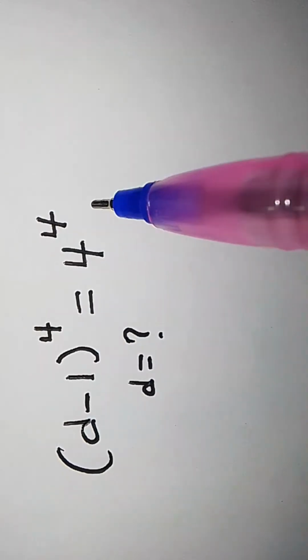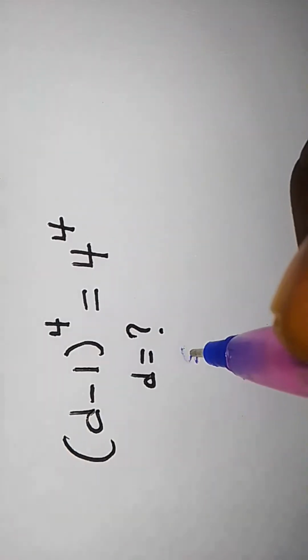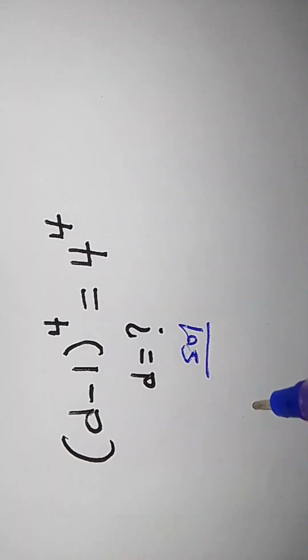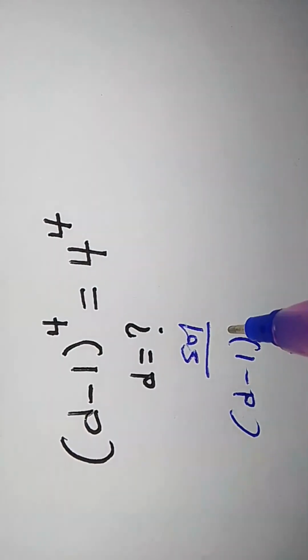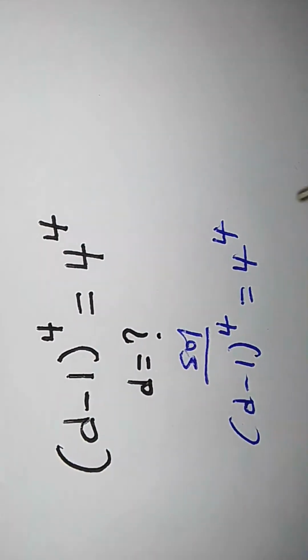(d - 1)^4 = 4^4. How do we solve for d? Without further delay, let us begin. Solution. Let's write down the question first. We have (d - 1)^4 equal to 4^4.